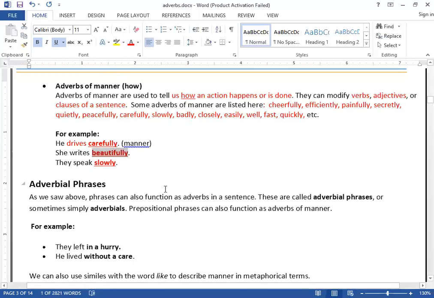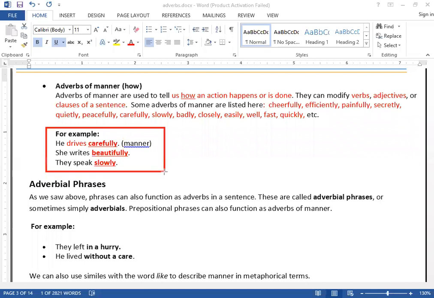Now we want to talk about adverbial phrases. As we studied in the definition of adverb, an adverb can be a single word, as in the above examples. In the above examples, like he drives carefully, these are all one-word adverbs. Can you see? But an adverb can also be an adverbial phrase. It can be more than one word. So we call them adverbial phrases.